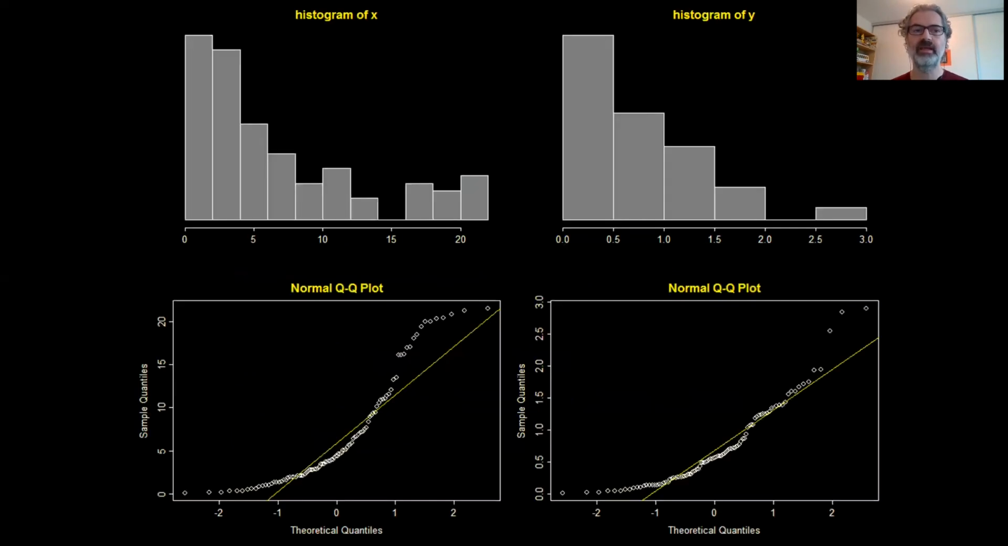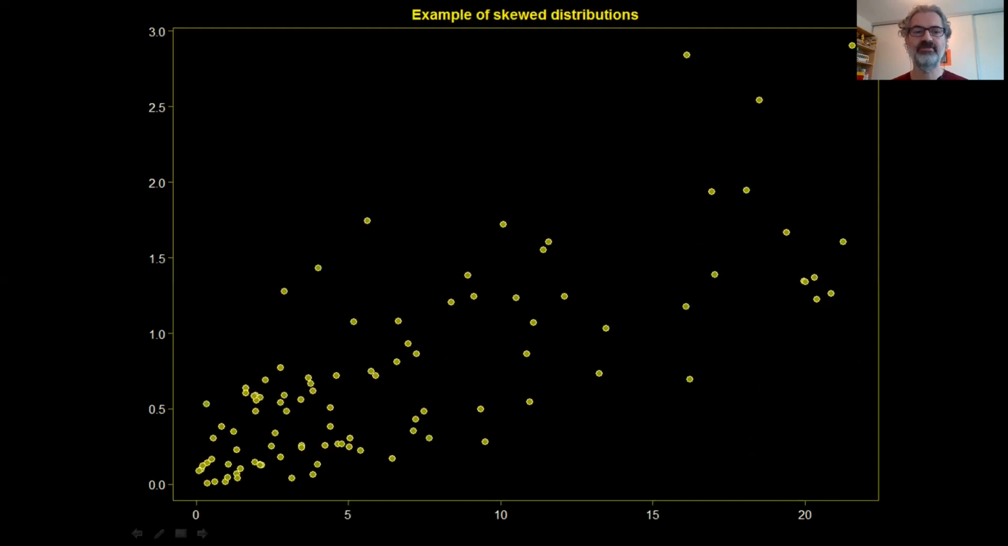Let's start with the simpler case where we have two variables that are not normally distributed. On the left, we see the histogram and QQ plot for the X variable, and we see that it's clearly not normally distributed. And on the right, the Y variable is quite similar. The scatter plot for these two variables looks like this. We see that most values are concentrated in the lower left quadrant, and there is a lot of scatter elsewhere. We should not be calculating and reporting R for this combination of variables.